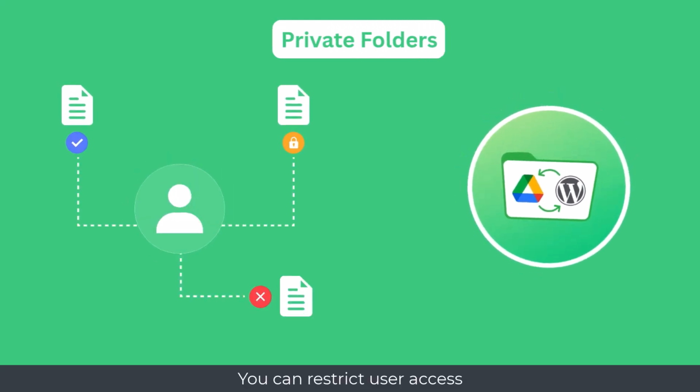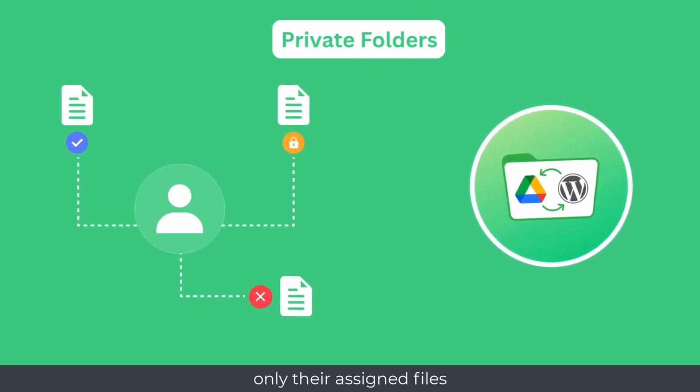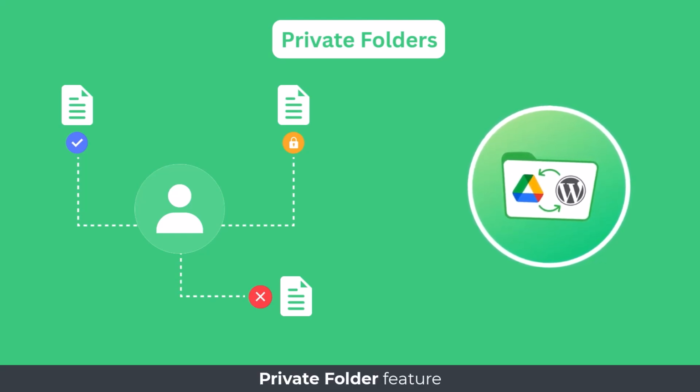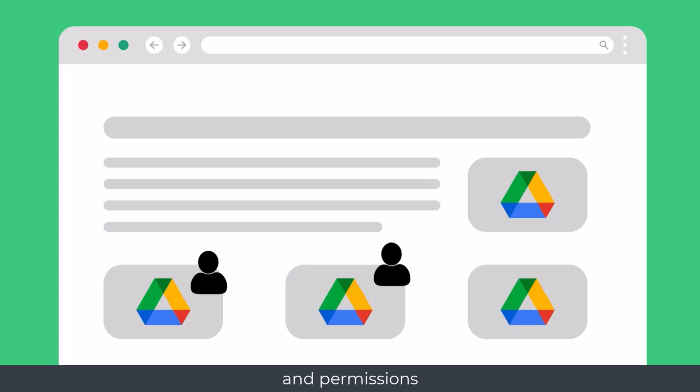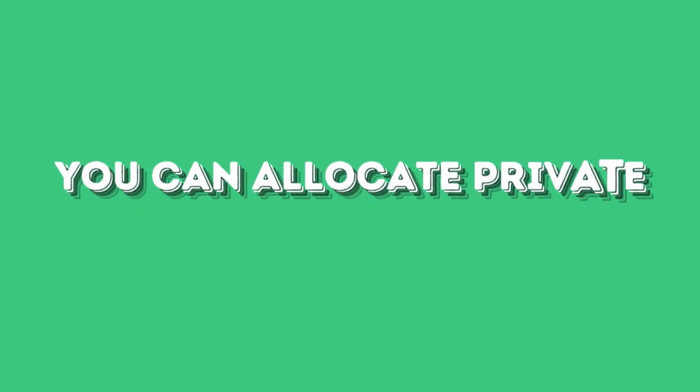You can restrict user access to only their assigned files using Integrate Google Drive's private folder feature. This approach restricts file visibility and permissions exclusively to the designated user. There are two ways you can allocate private files and folders to specific users: automatic process and manual process.